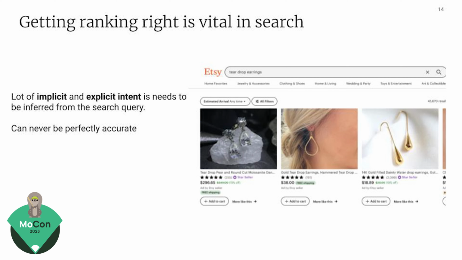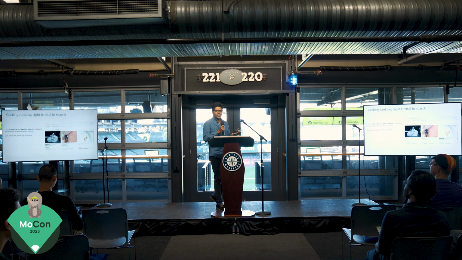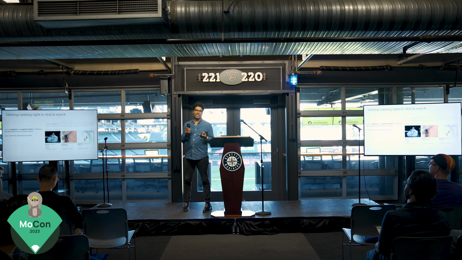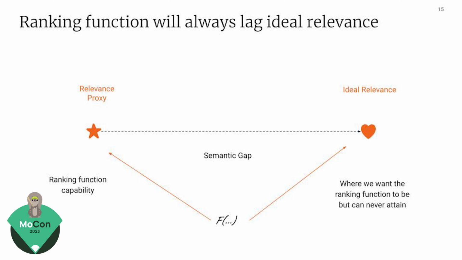But there's one caveat. There's a lot of implicit and explicit intent that needs to be inferred from a search query. The explicit intent here is clear: the buyer is searching for teardrop earrings. But the implicit intent is not. Is the buyer wanting to buy a gift for themselves right now, or are they more interested in window shopping? Does the buyer have a preference? Do they prefer gold teardrop earrings, or a more minimalist style? None of that is there, and that's where the implicit intent comes in. And the big piece of the implicit intent is that it's never knowable.